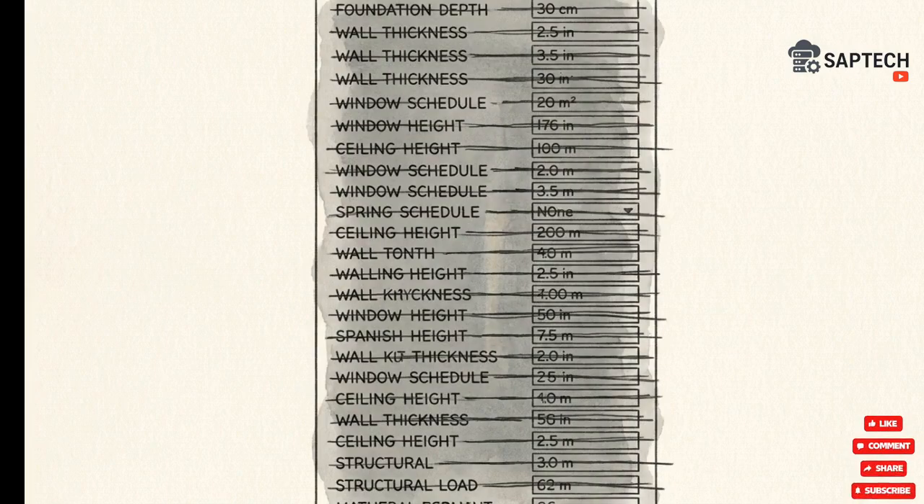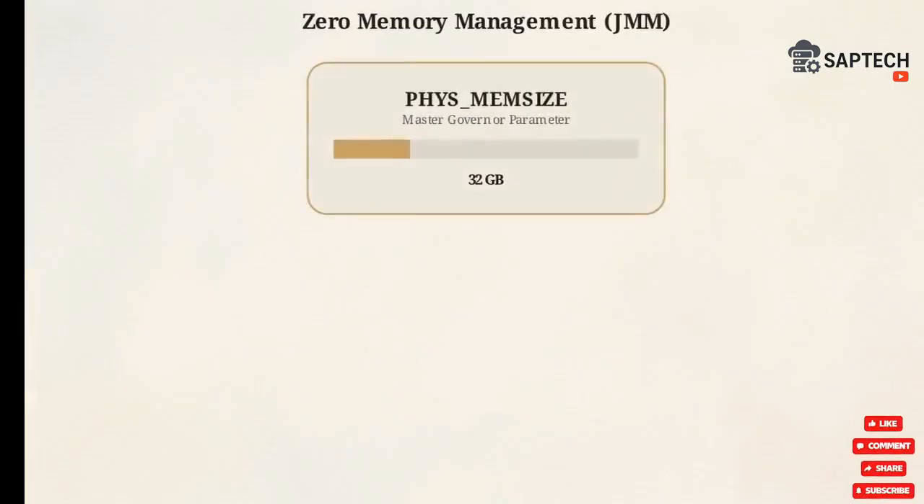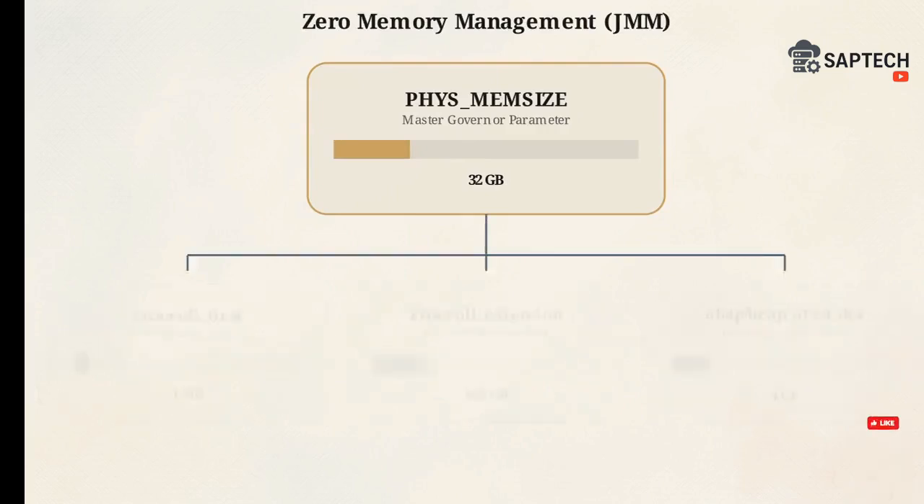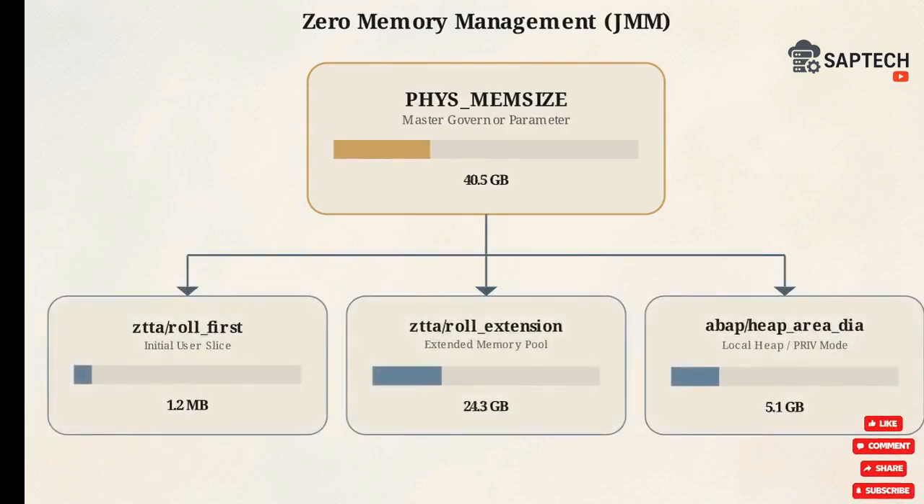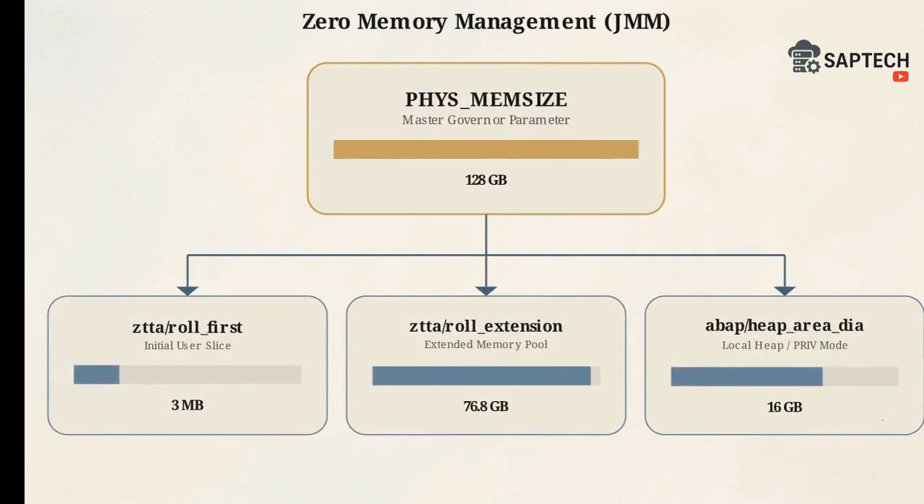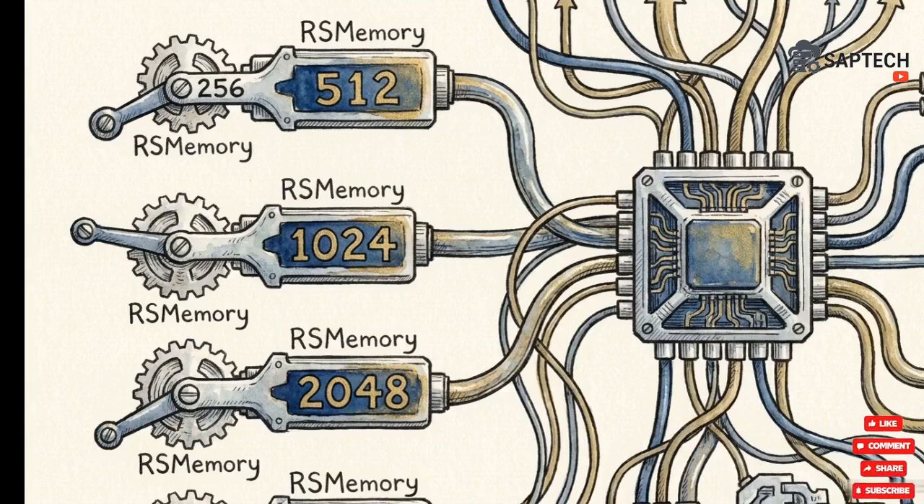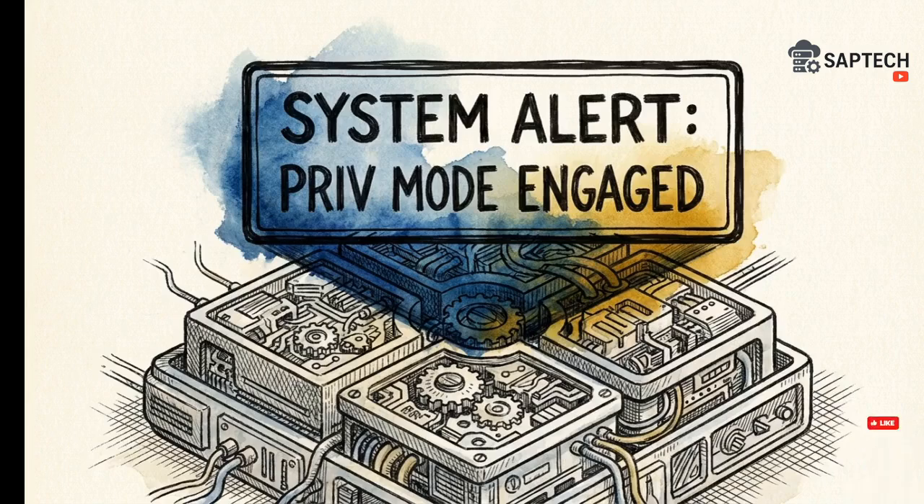Modern SAP methodology prevents these rigid allocation hangs through zero administration memory management, or ZAMM. It removes the need for manual, granular tuning of individual heap and roll parameters. Everything is controlled by the master governor parameter, PHYS_MEMSIZE. Adjusting this to match your physical RAM automatically scales the sub-tier limits for the entire instance. If an instance restart is impossible during critical month-end loads, Basis admins can still force temporary allocations using the RSMEMORY program. While zero administration memory management auto-scales these allocation boundaries, crossing into priv mode remains an architectural failure that demands immediate manual intervention.